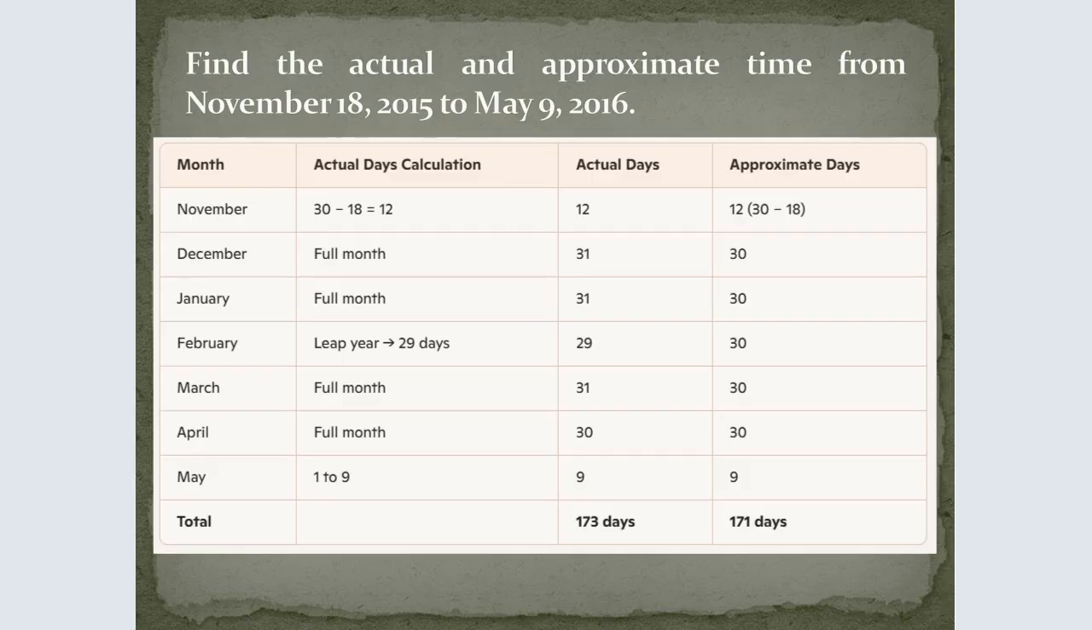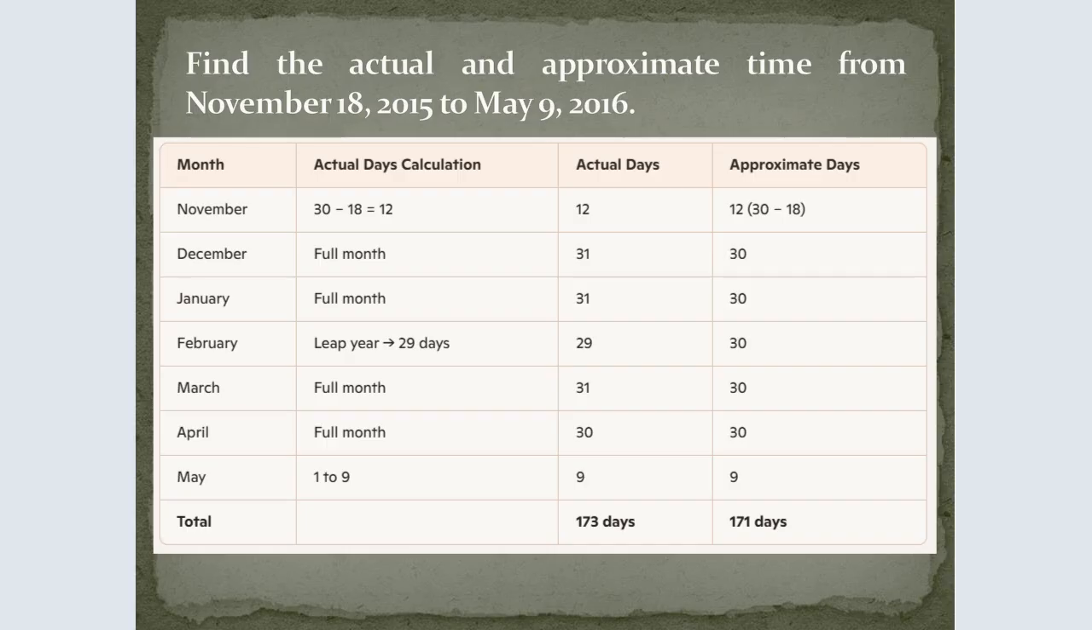Second example, find the actual and approximate time from November 18, 2015 to May 9, 2016. So it starts on November 18. For the actual days, that would be 30 minus 18, because November has 30 days, or up to November 30 only. So 30 minus 18 will be equal to 12.